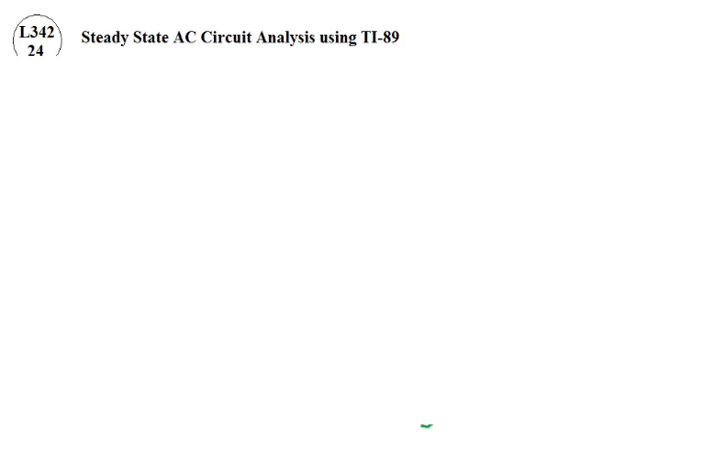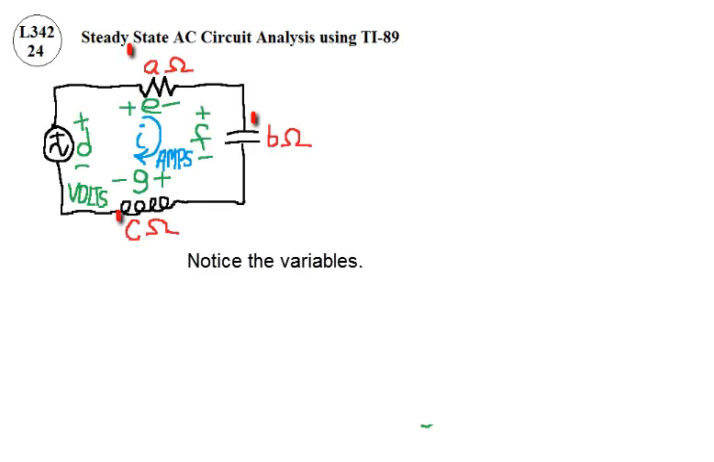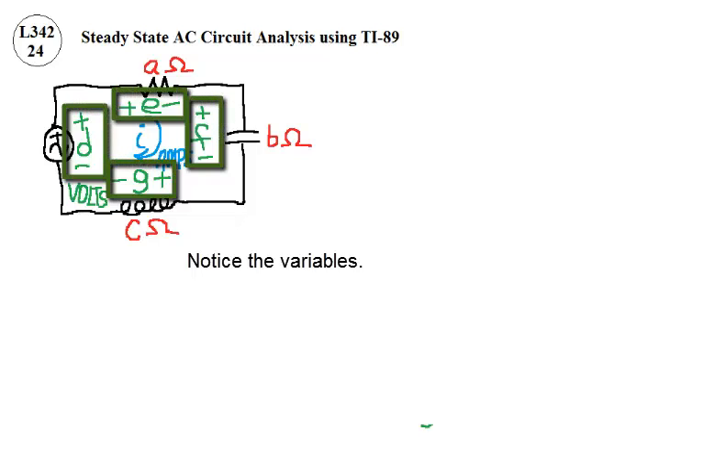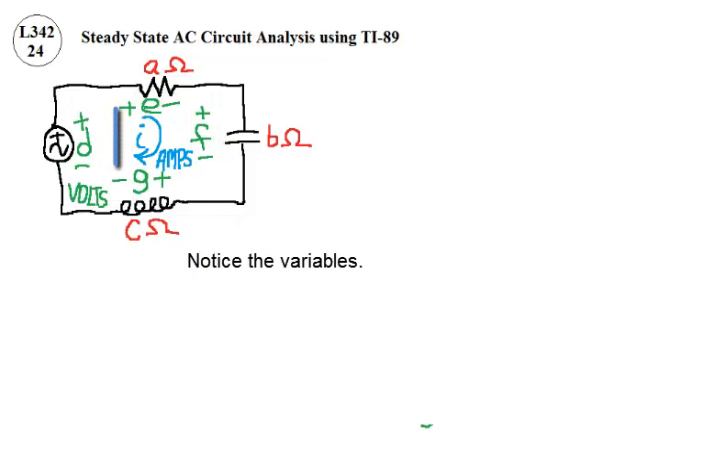Steady-state AC circuit analysis using the TI-89 calculator. Notice the variables. These are impedance variables, A, B, and C. These are voltage variables, D, E, F, and G. And one current variable, I.